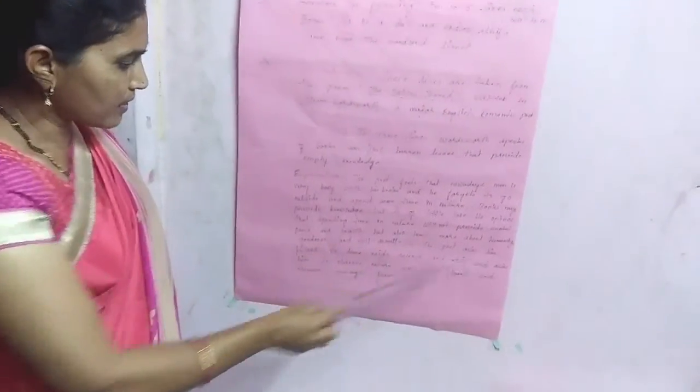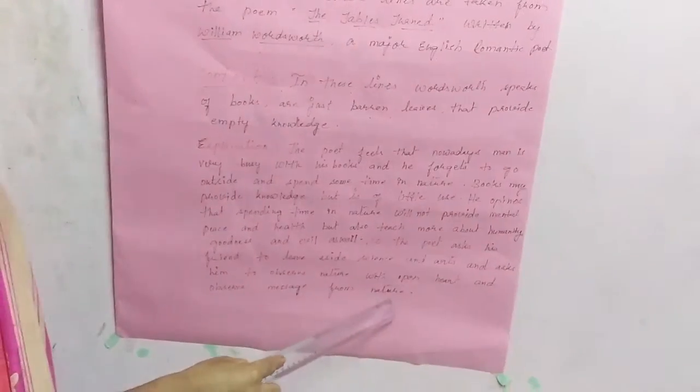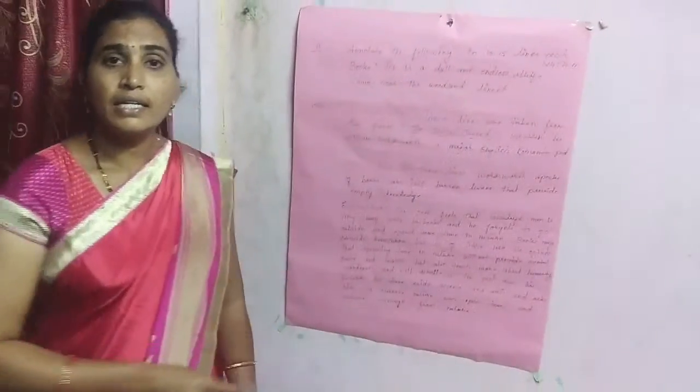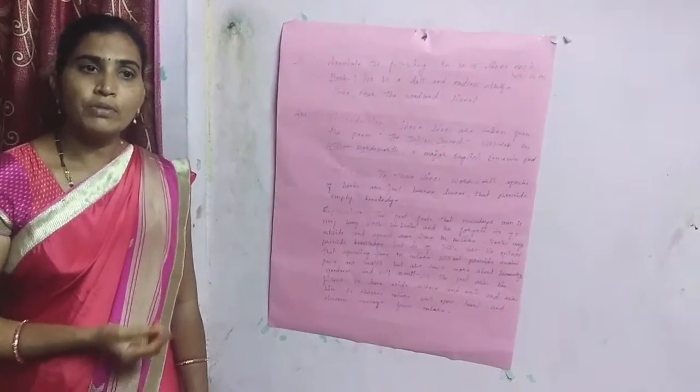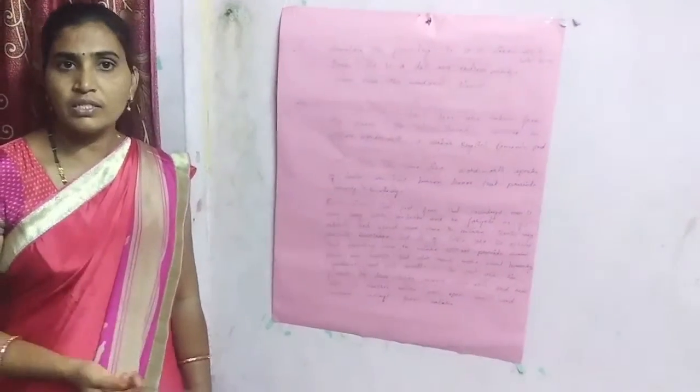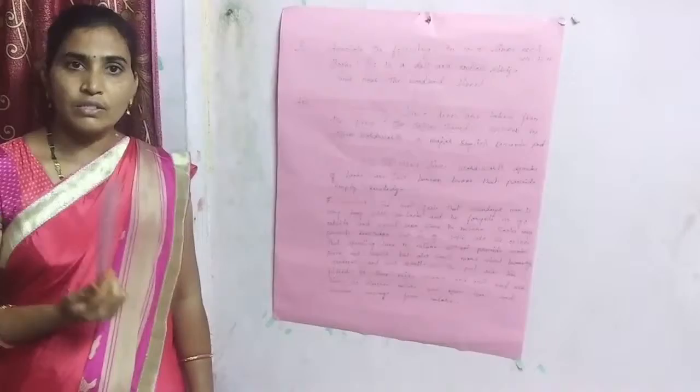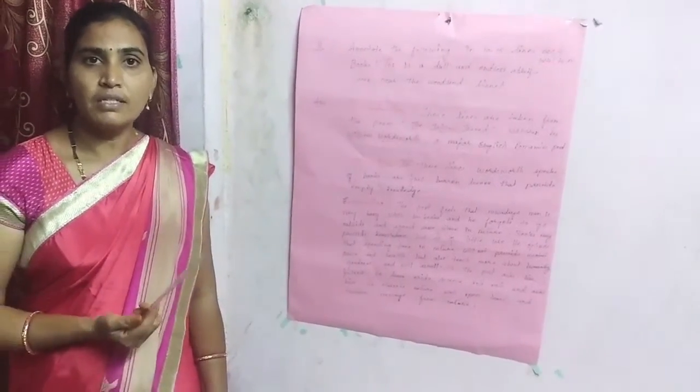So the poet asks his friend to leave aside science and arts and to observe nature with an open heart and receive messages from nature. Again and again, repeatedly, Wordsworth says that. He asked all the people to come to nature, enjoy nature and learn the good things, good pleasures from nature.